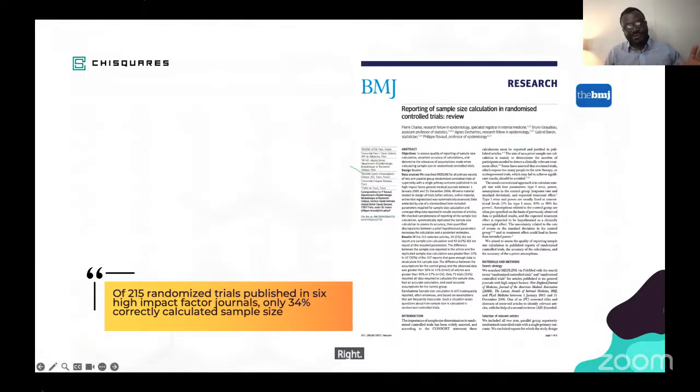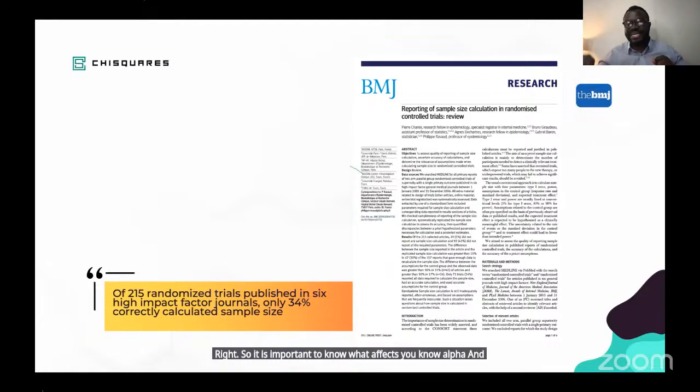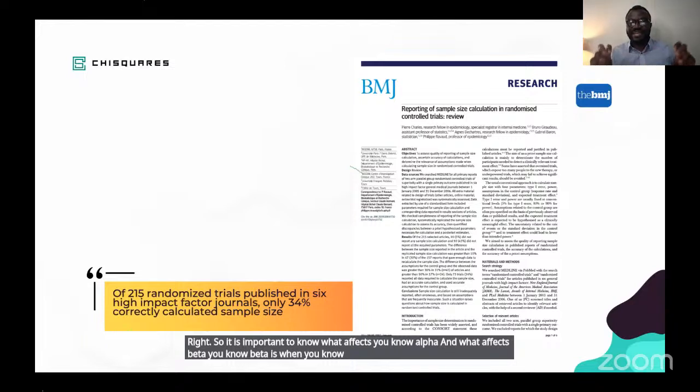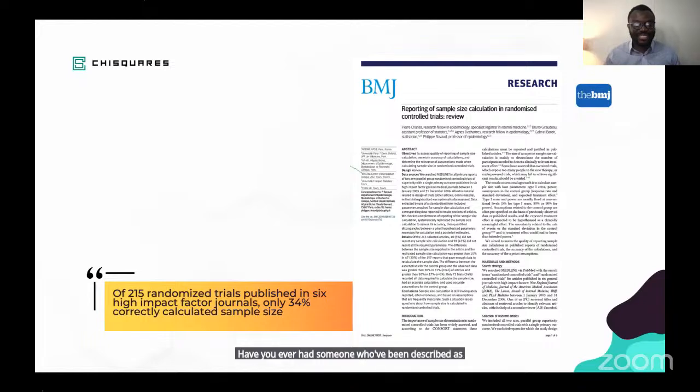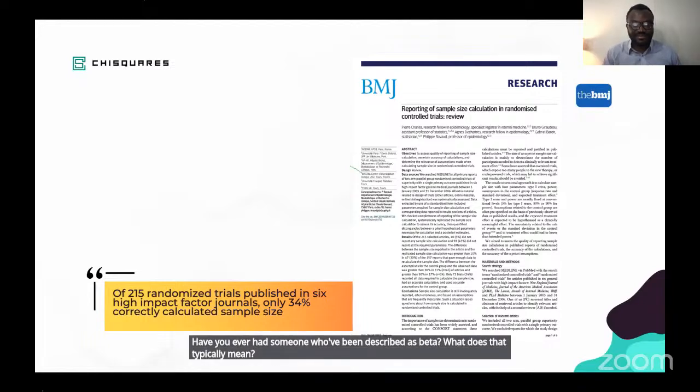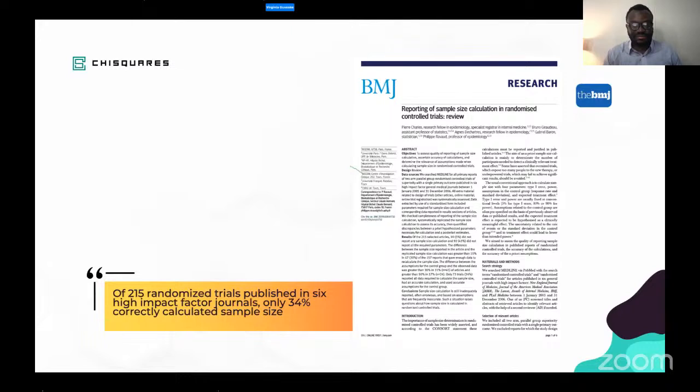So it is important to know what affects alpha and what affects beta. When you say somebody is a beta, what does that mean? We need to understand this from the colloquial use of the term. Have you ever heard somebody being described as beta? What does that typically mean? We'll talk about alpha, right? Alpha is outwardly going and a go-getter, in your face all the time. What about beta? What's the typical context in which people describe someone as a beta?